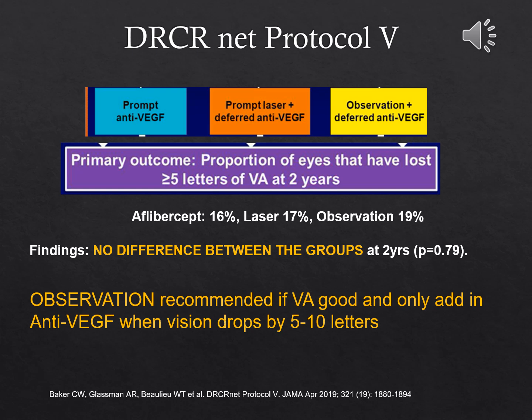The results showed that there was no real difference between the groups. Less than 20% lost more than 5 letters at 2 years in all groups. Therefore, it has been recommended that observation is all that is required if the vision is good, and you only need to add in anti-VEGF treatment if the vision drops by 5 to 10 letters or 1 to 2 lines.